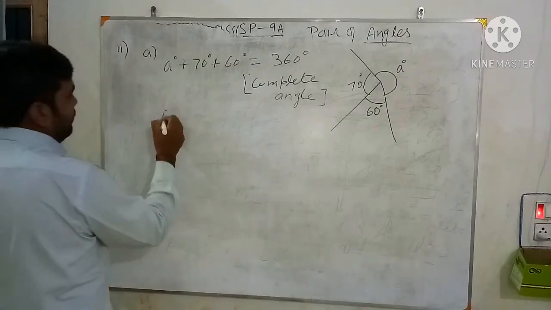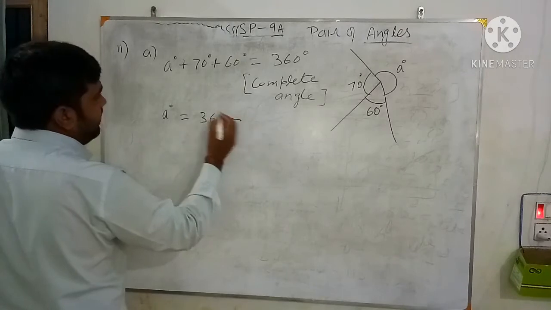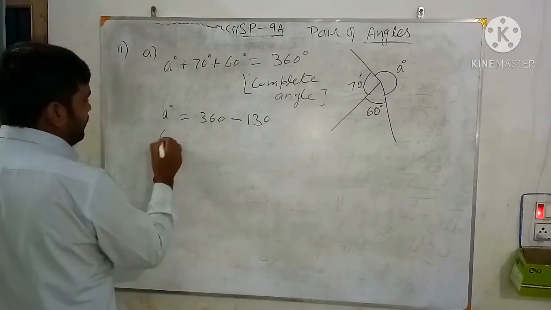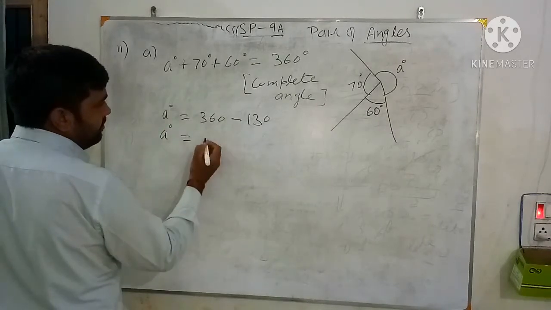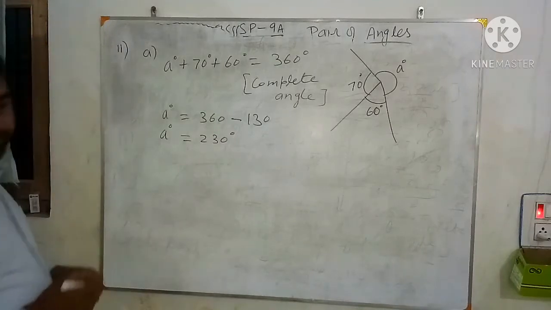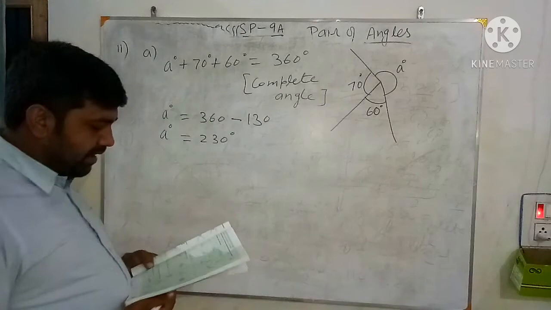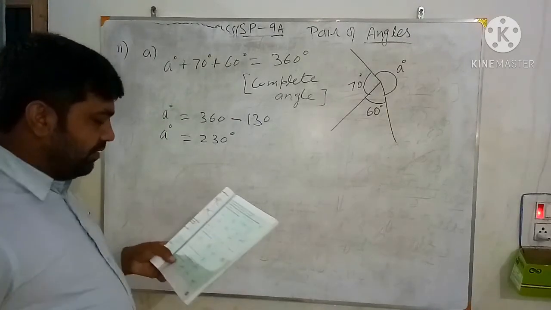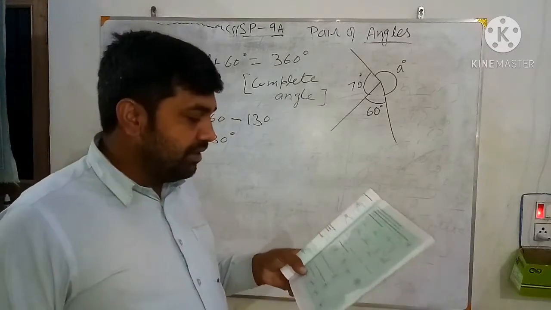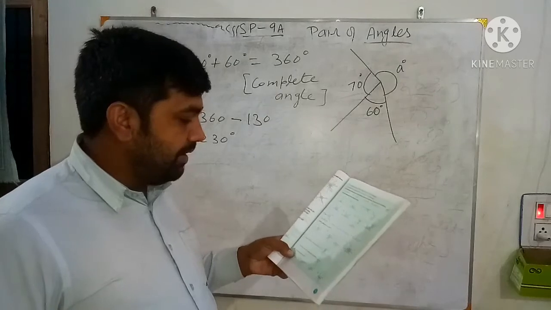So what value do you get? A degree is equal to 360 degree minus 70 plus 60, which is 130 degree. So you can subtract this, and you will get A degree is equal to 230 degree. Now B, similarly, you can do. When you add all these four angles, 125, 110, 59 and B, you will get a complete angle, and after that you will find the angle B.